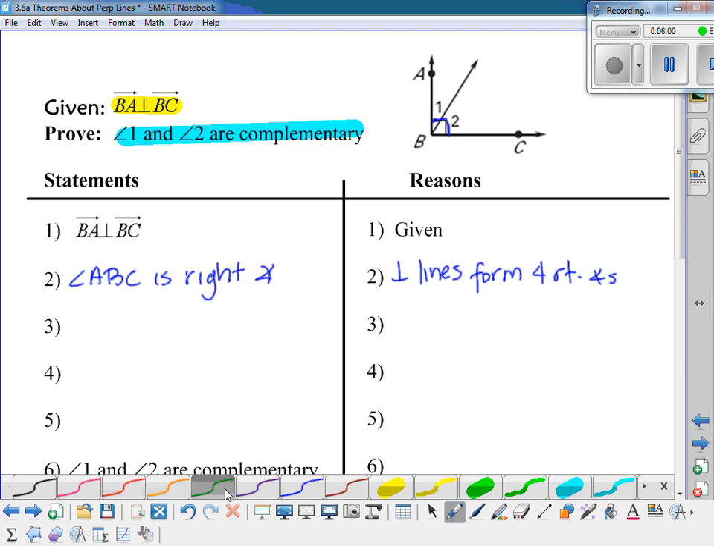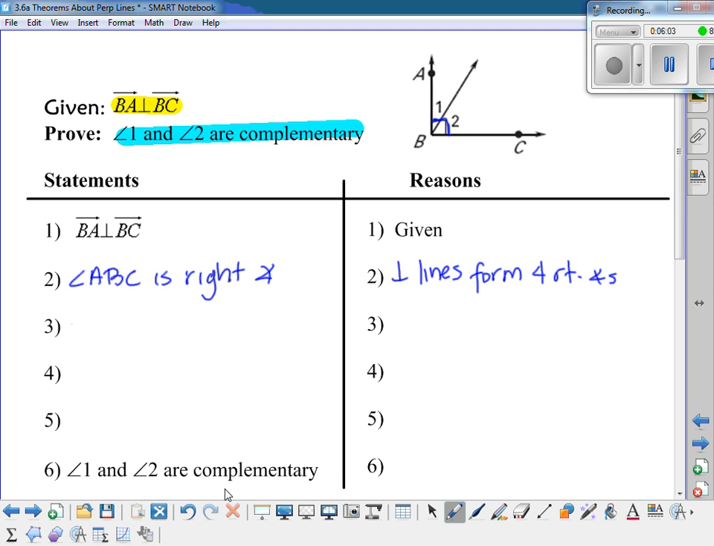So if ABC is a right angle, then what does that mean? That means the measure of angle ABC is equal to 90 degrees. So instead of saying is, we'll use an equal sign there. And how did I know that? Well, that's what it means to be a right angle. So it's the definition of a right angle.